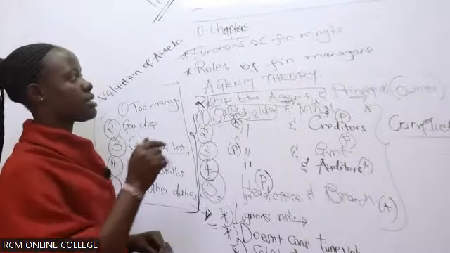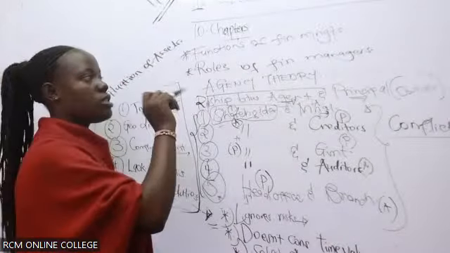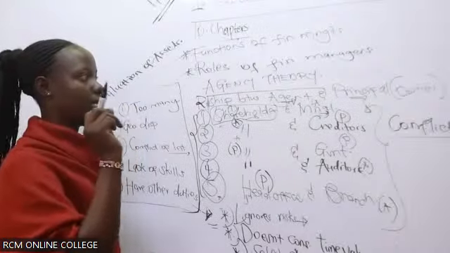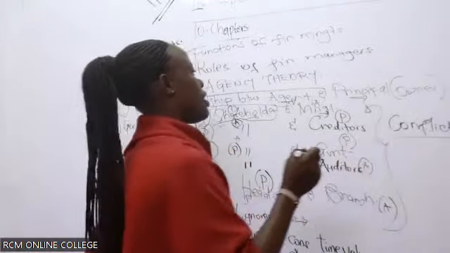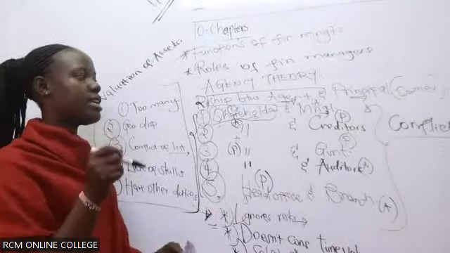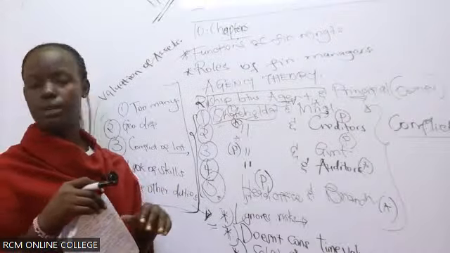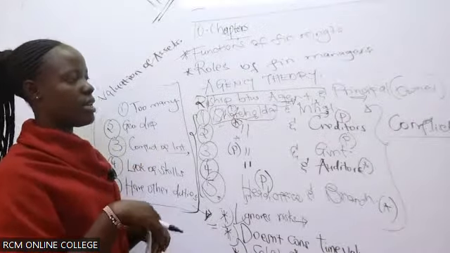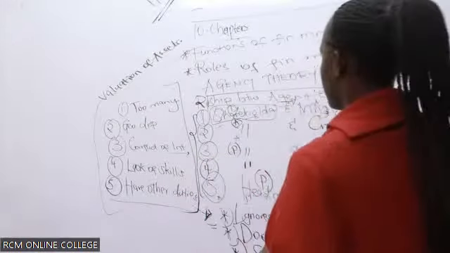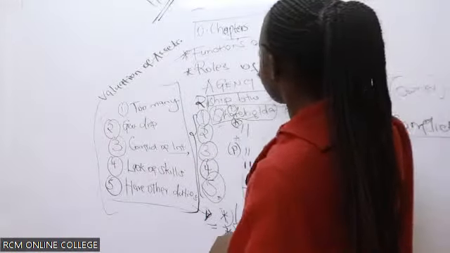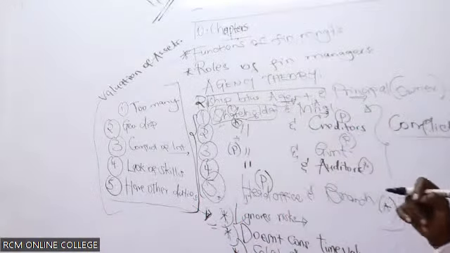So I've given you 3 tasks. The first one, you look at the functions of financial management. You'll also look at the role of finance managers, and also look at the various conflicts that may arise under the agency theory, under the principal-agent relationship. I guess this is what we have on our first chapter, which is the nature and scope of finance.